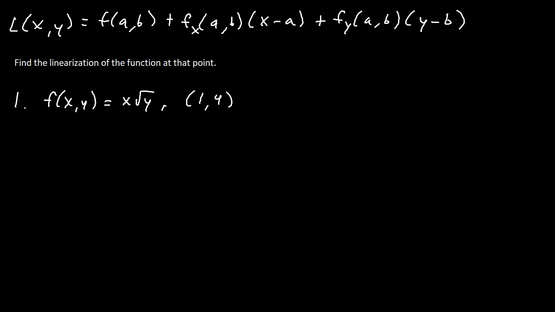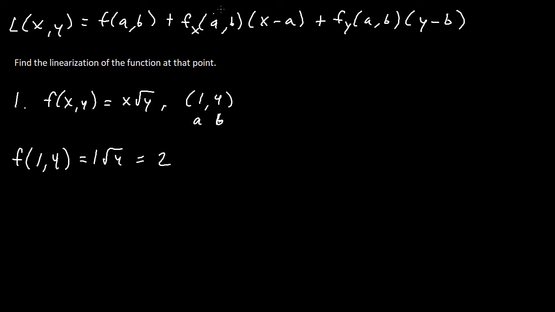So for these next set of problems, let's find the linearization of the function at the point. So the given function is f of x comma y equals x times the square root of y, and we have to find the linearization at the point 1, 4. So since 1 is the x coordinate, that's going to be the a, and then 4 will be the b value. So once again, we're going to take f of a comma b, so f of 1 comma 4. We're just going to go ahead and evaluate the multivariable function at 1, 4. So that is going to be equal to 1 times the square root of 4. Square root of 4 is 2, so 1 times 2 gives us 2.